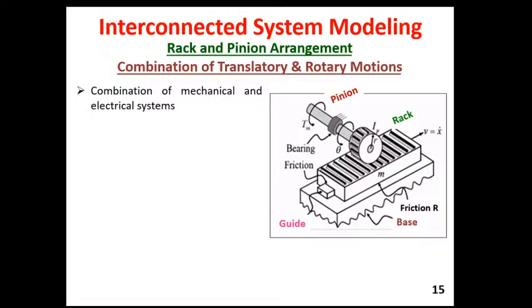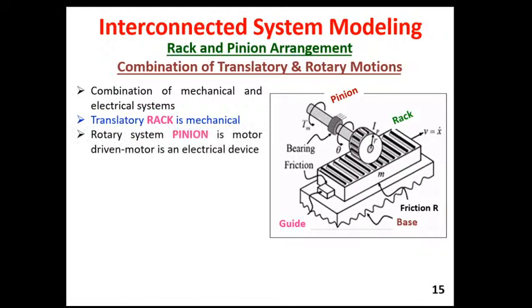The mechanical system here is that rack arrangement, which is shown in green color, which is a base, and on which one gear is moving, you can see. Whenever there is a moving part, that gear is moved by a motor. So there are two systems, one is a translational system, another is a rotary system. So why is this called an interconnected or combinational system? Combinational because this is actually combining two different paradigms, one electrical, one mechanical.